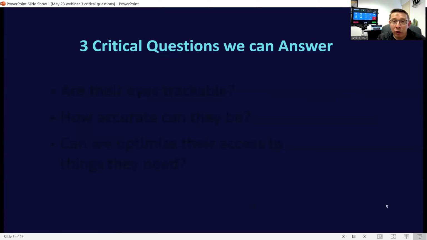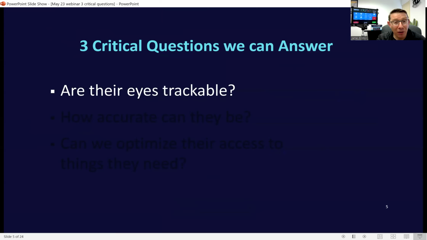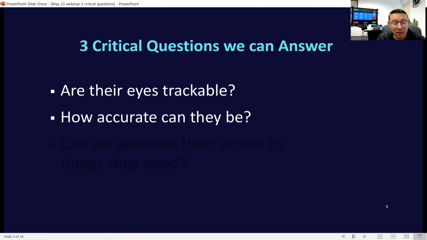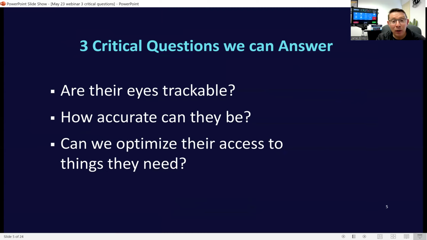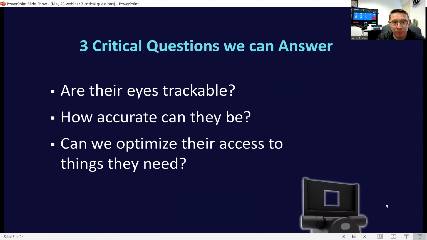So here are the 3 critical questions that we need to answer in the first few minutes with anyone using the Eyegaze Edge. First, are their eyes trackable? Then, how accurate can they be? Can we get them to calibrate and get some accuracy? And then third, once they've calibrated, can we optimize their access to give them the things that will enrich their lives?